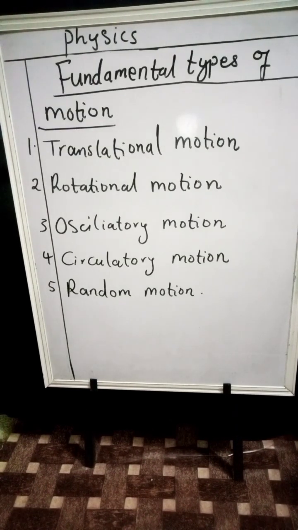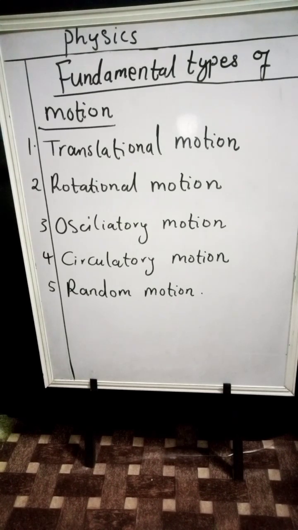These are the fundamental types of motion in physics. 1. Translational motion. 2. Rotational motion. 3. Oscillatory motion. 4. Circulatory motion and random motion. We discuss them one by one.